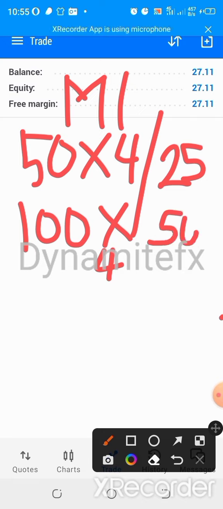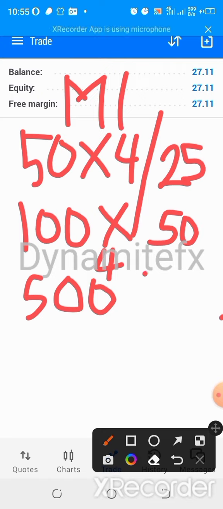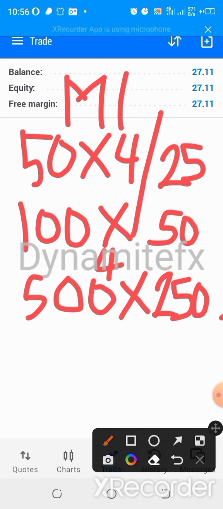Just know that if you have a $500 account, the bigger your capital, the bigger your profit. Just make sure you calculate that lot size properly. If 100 gave you 50, 500 is going to give you 250 per day, every day you trade. So let's say you don't even know how to trade yet, you're still learning. You can start making money with this strategy.